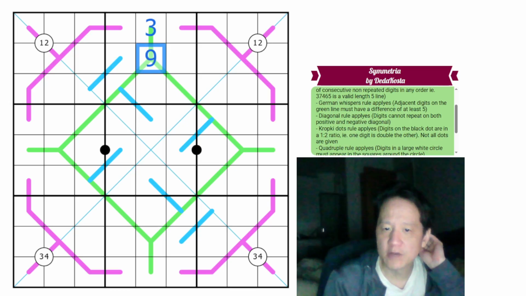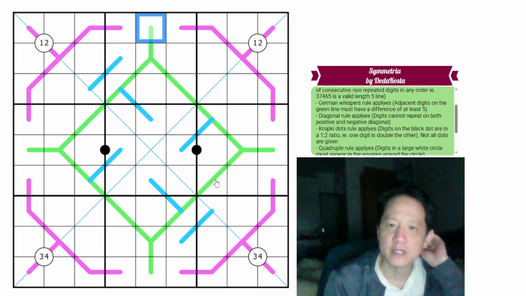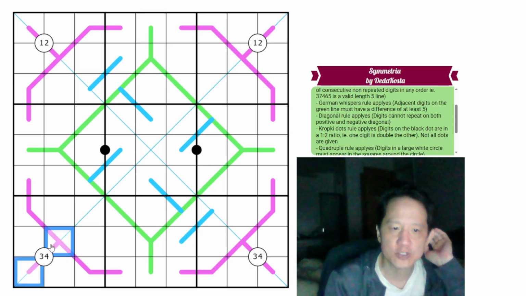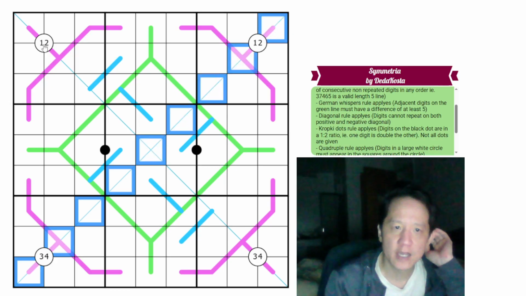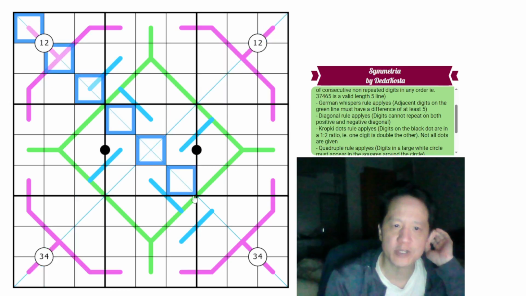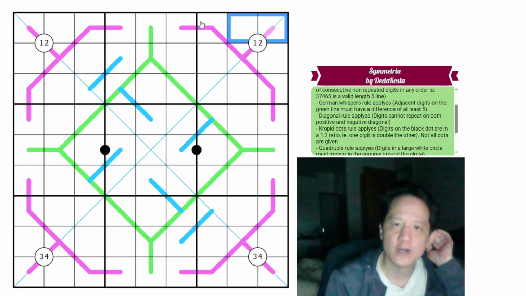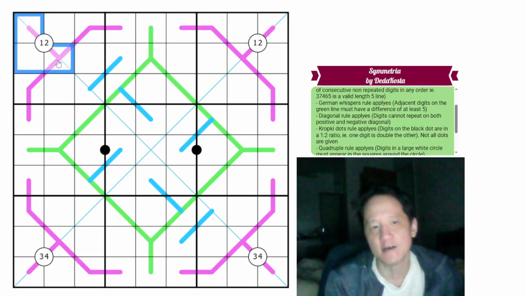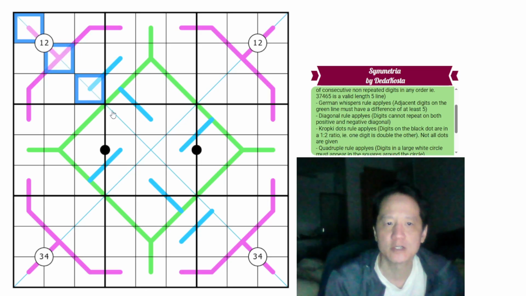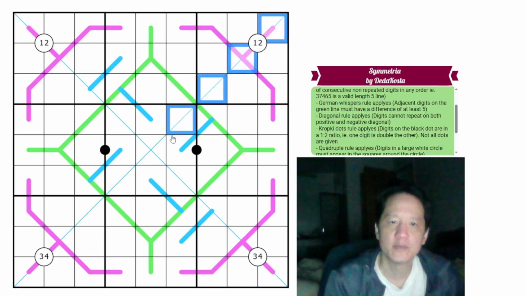We also have the diagonal rule, where digits cannot repeat on both the positive diagonal, which is this one, and the negative diagonal. So in addition to the normal Sudoku rules, where you can't have repeats in any row, column, or box, you also cannot have repeats along the marked diagonals, which is the negative diagonal here and the positive diagonal here.